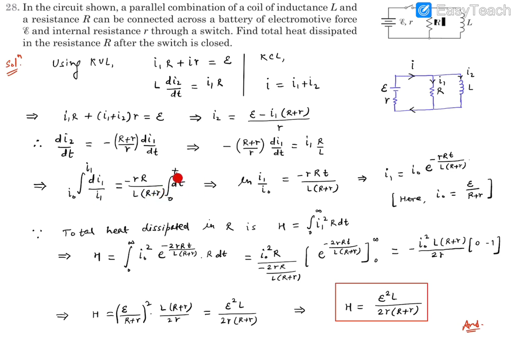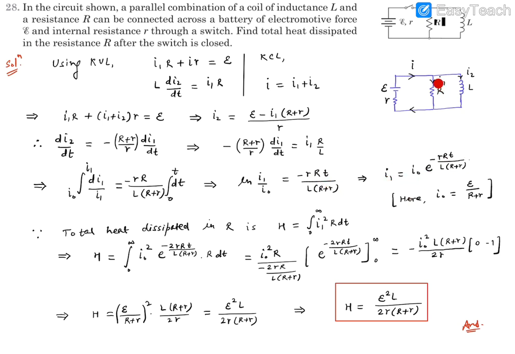Integration from 0 to t, and let's say the initial value of I1 was I naught, going to I1. So we are going to integrate in this manner. Now this will turn out to be ln(I1 by I naught) equal to minus rR t divided by L(R plus r). From here you will find I1 as I naught e raised to the power of this expression.